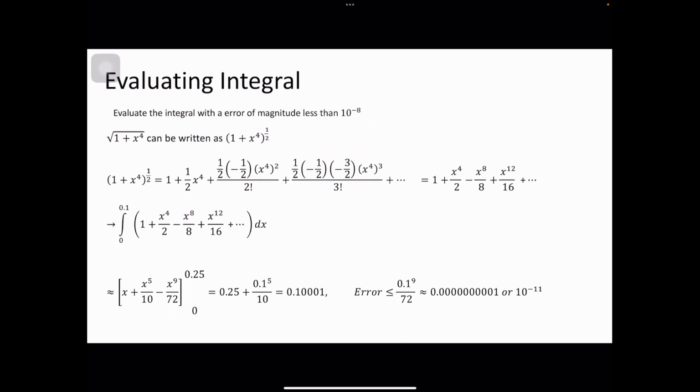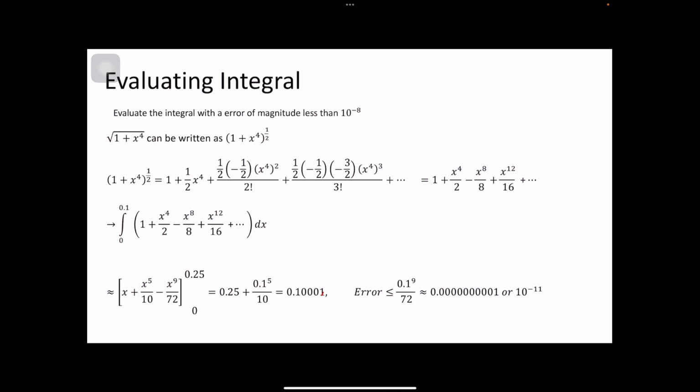So after we do that, this is what we'll get: 1 plus x to the power 4 over 2 plus x to the power 8 over 8 plus x to the power 12 over 16. Then we can evaluate this, and what we get is the answer of 0.1 with a magnitude of error of about 10 to the power of minus 11. This is what we find out.